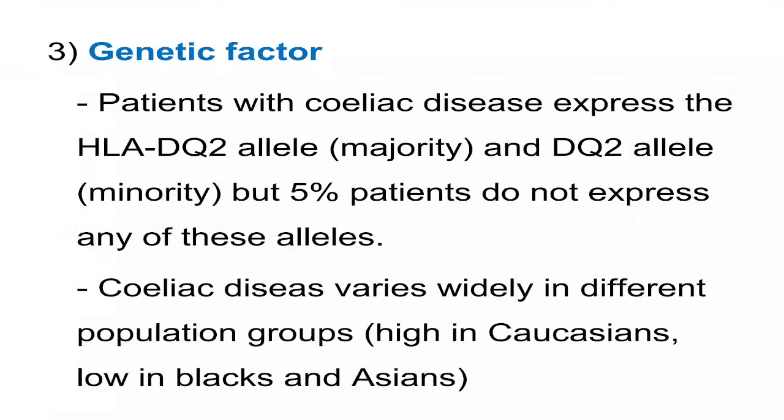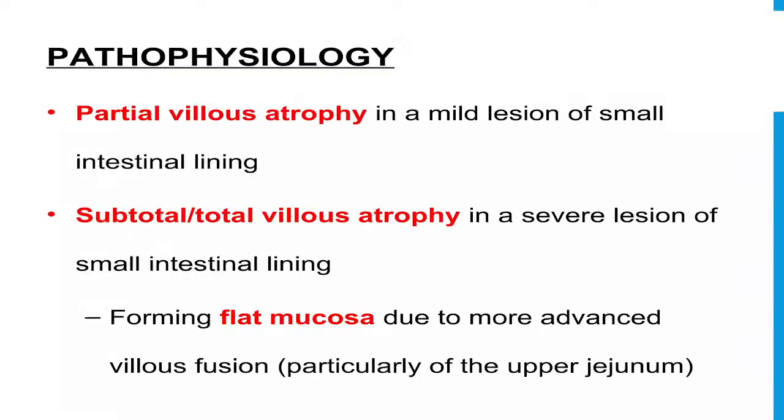Then we have genetic factors. We have HLA-DQ2 allele in the majority of cases, and sorry, this is a misprint, HLA-DQ8 allele in the minority, but 5% of patients do not express any of these alleles. Celiac disease varies widely in different population groups, high in Caucasians, low in blacks and Asians. So basically celiac disease is a disease of Europeans.